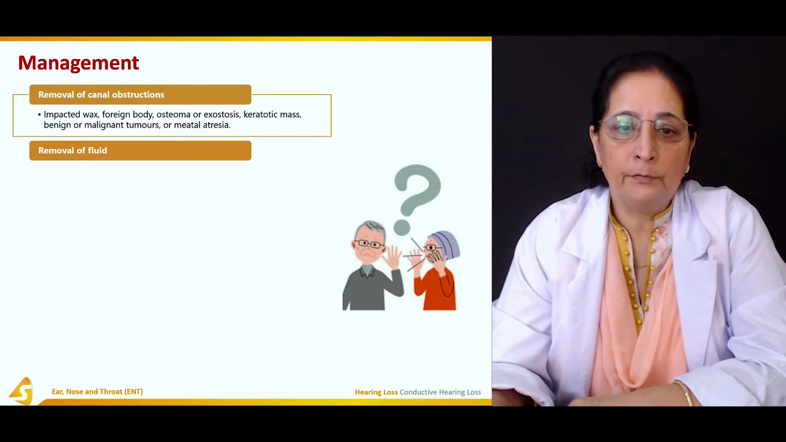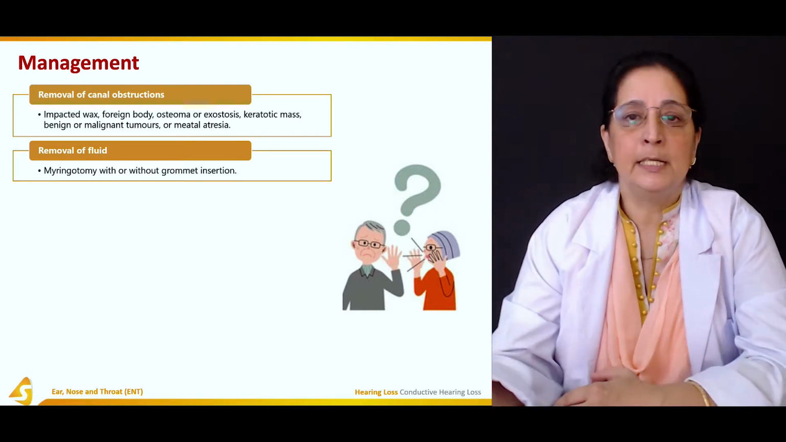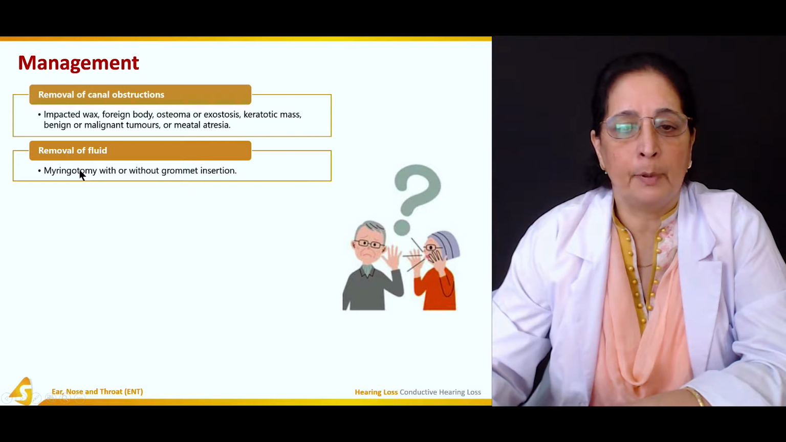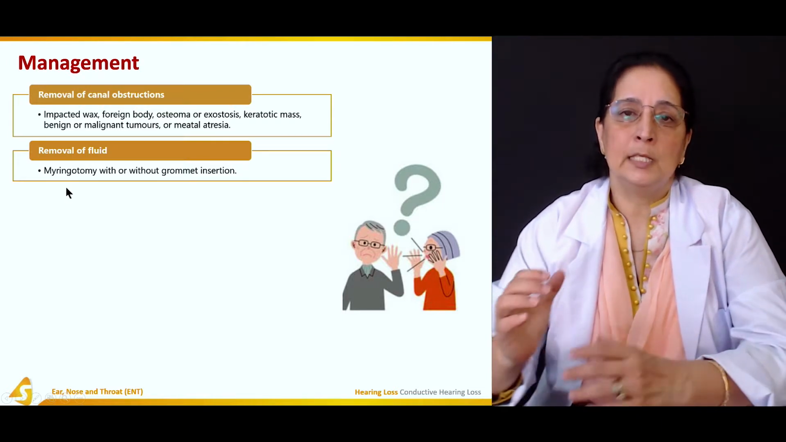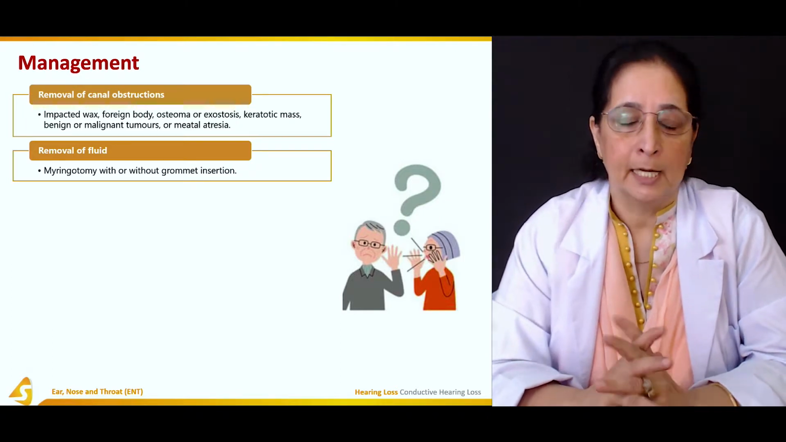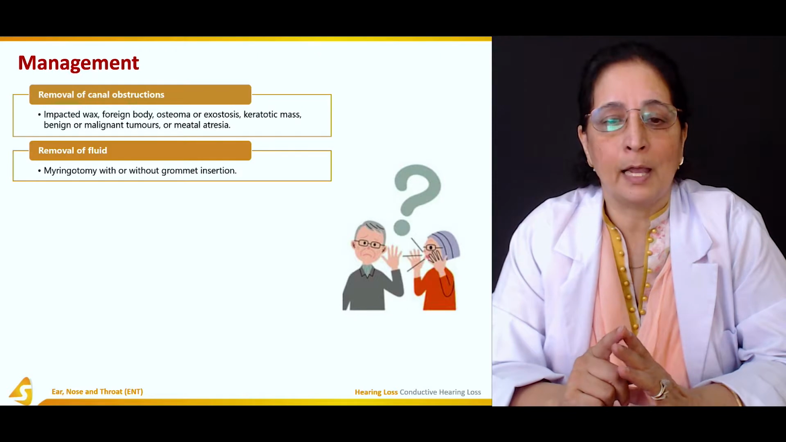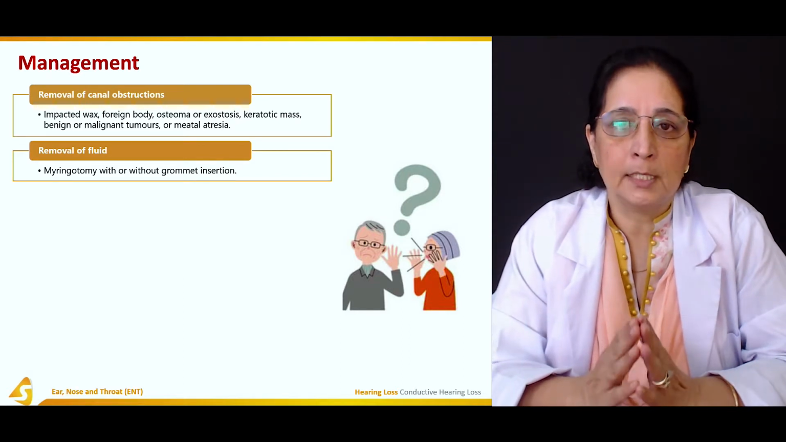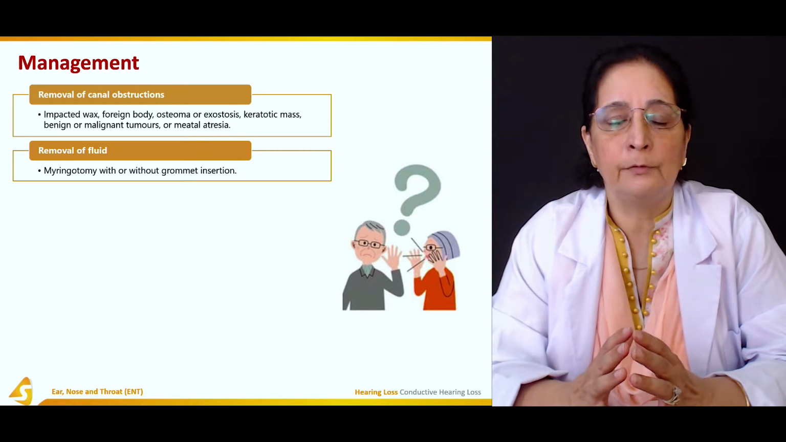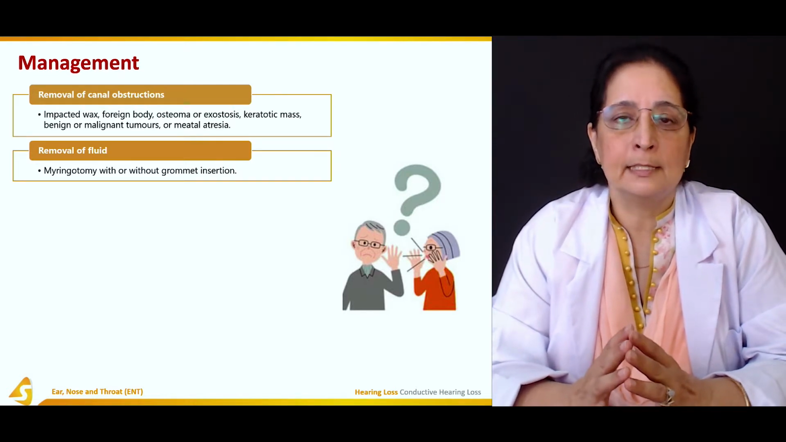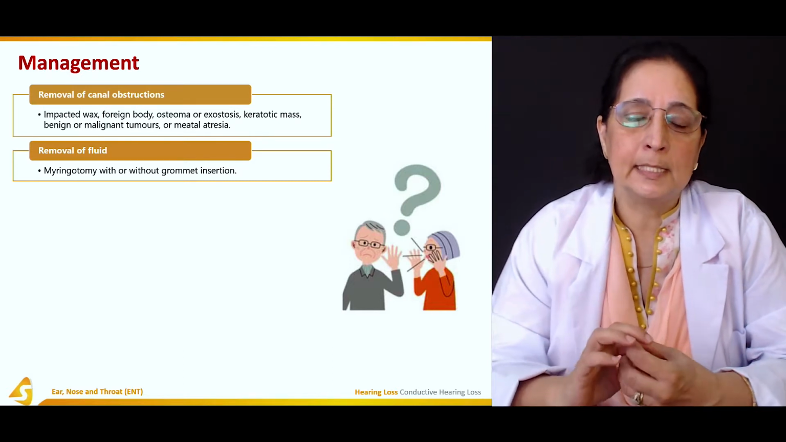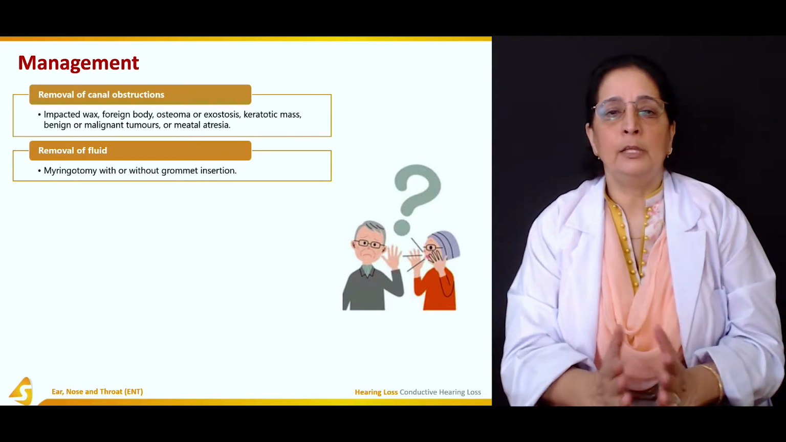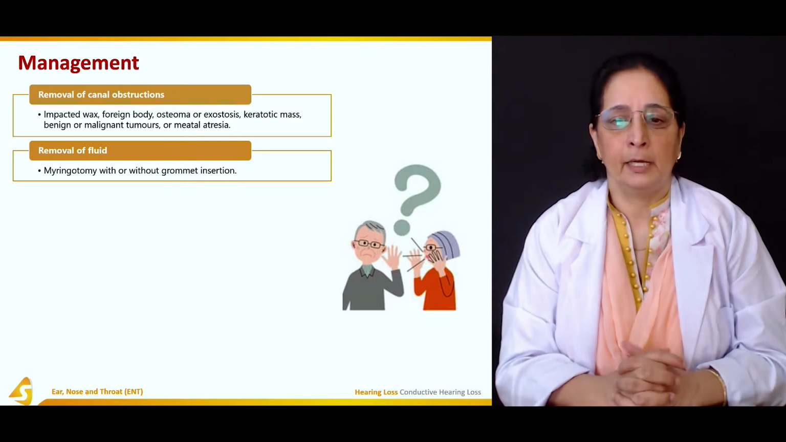Next, if there is fluid due to otitis media or any other infection or inflammation, removal of fluid should be done, and that's done by myringotomy. Myringo is another word used for tympanic membrane. So otomy is opening or cut. Myringotomy, a cut in the tympanic membrane to remove the fluid, with or without grommet insertion. A grommet is a small tube that is inserted inside to remove the fluid.